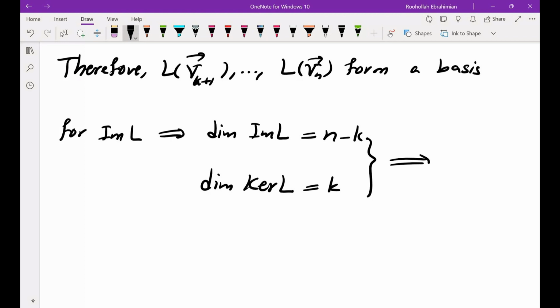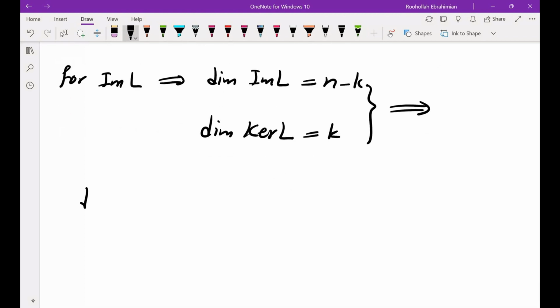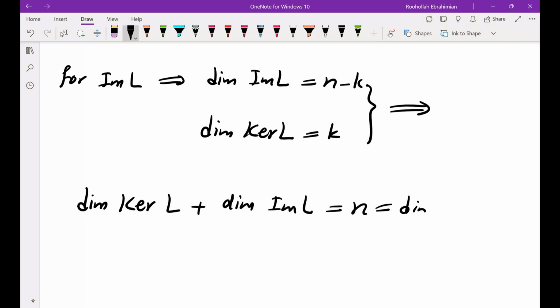So what does that mean? It means if you add them up, the dimension of the kernel of L and the dimension of the image of L, you end up with n, which is the dimension of the domain.